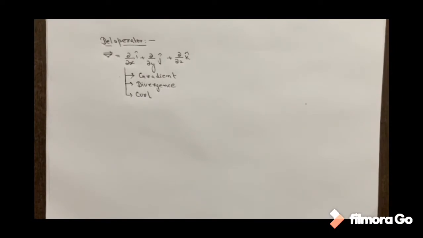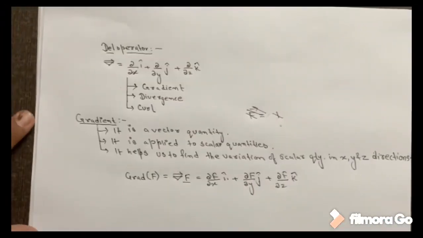So let's start with the del operator. Del operator is written as del by del x i cap plus del by del y j cap plus del by del z k cap. This will help us to understand the gradient, divergence and curl. Now let's talk about gradient. Gradient is a vector quantity.